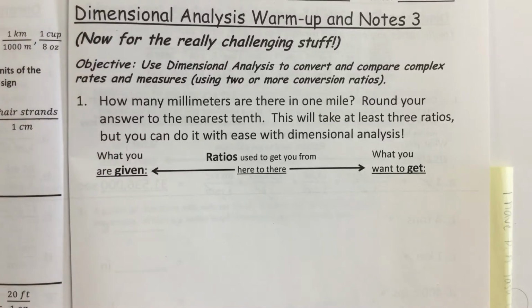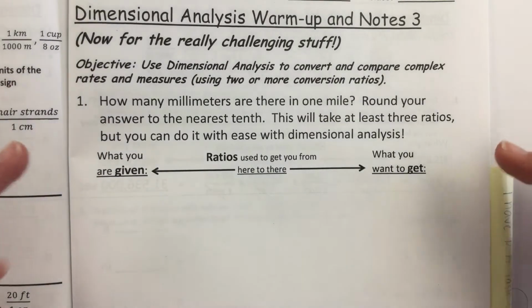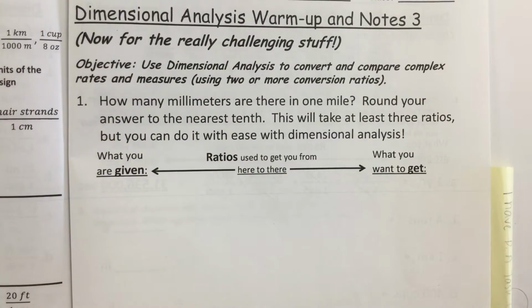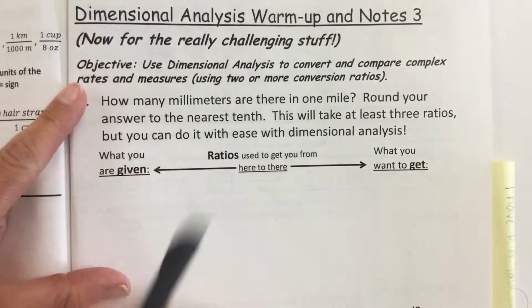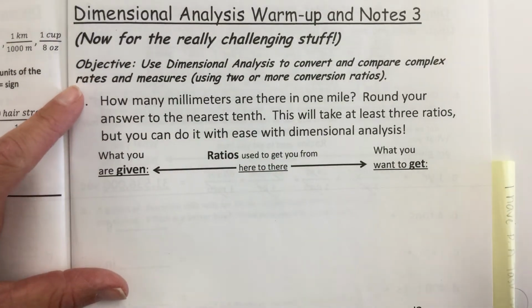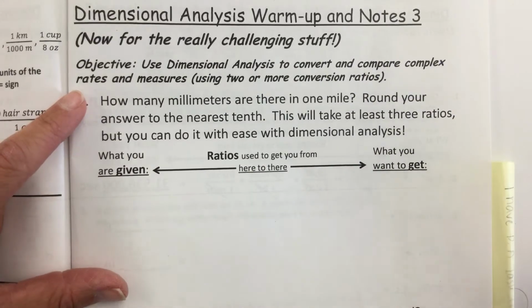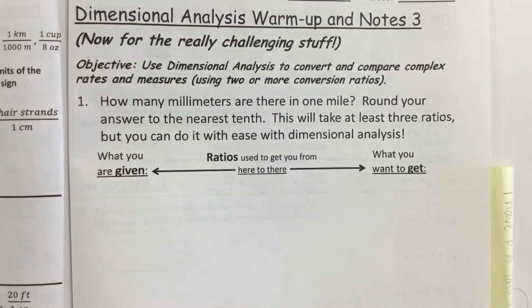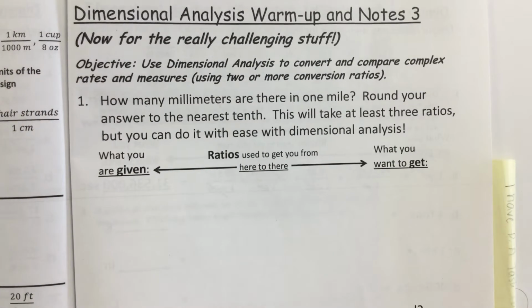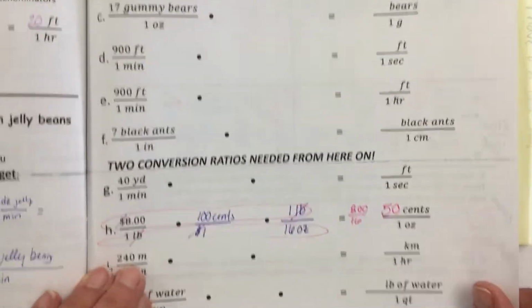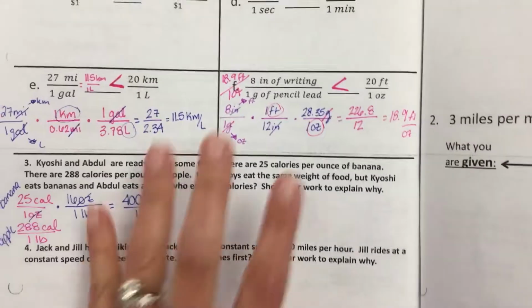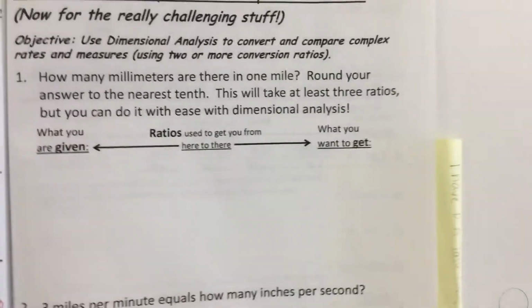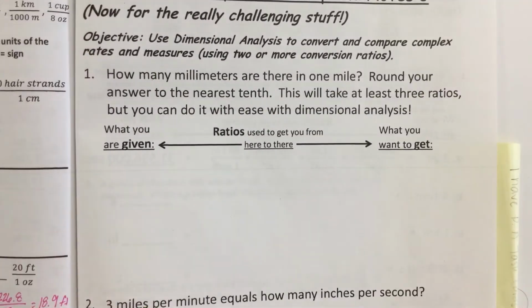Okay, so we are doing day 3. We're combining our warm-up and our notes together. So the goal for today is to use dimensional analysis to convert and compare complex rates and measures using 2 or more conversion ratios. So yesterday, towards the end on the back sheet of your paper, we were using 2 conversion factors, and the same thing when you were doing your comparisons. So now we're going to use 2 or more. We're going to set up the problems the same way.